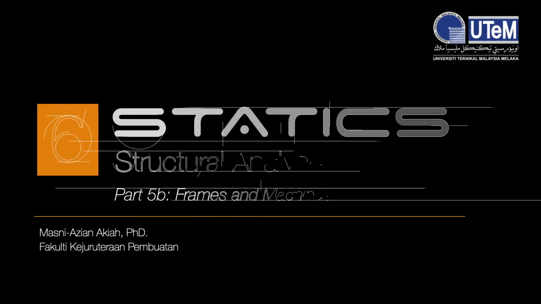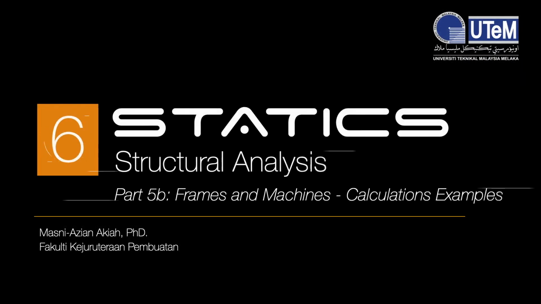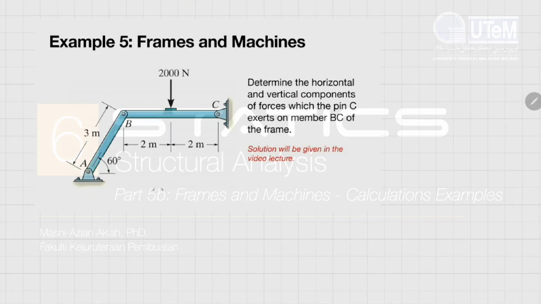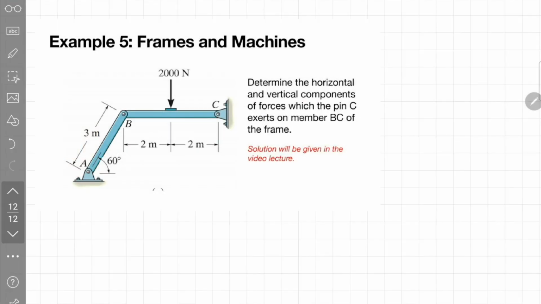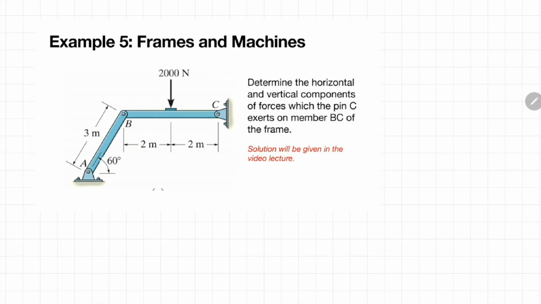Okay guys, so in this video we are going to look at some examples on how we can apply the calculations on frames and machines. So if you look at this particular structure, it is actually a frame consists of two members of AB and BC. So you're required to find the horizontal and vertical forces of pin C.